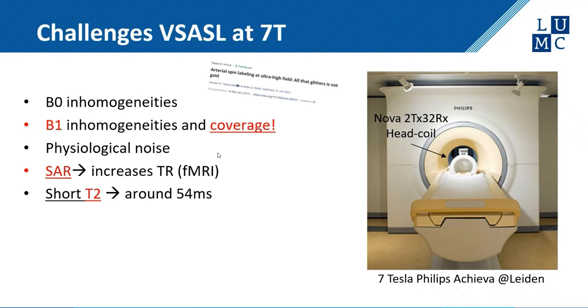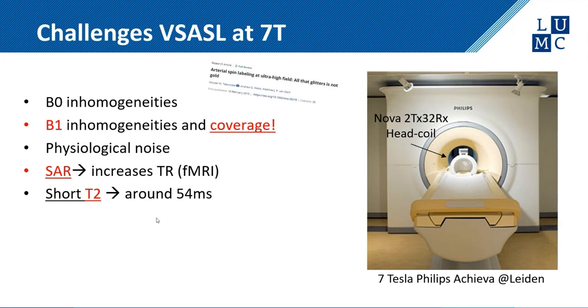And besides that, we also have a problem with B1 coverage, because we are using the two-channel transmit head coil of Nova. There's almost no B1 coverage in the neck region, where pCASL is normally labeling. Also, physiological noise almost goes with the square of the field strength, so becomes also a big problem for ASL. And also the SAR. So with higher field strength, SAR goes almost with the square and then flattens out a bit. But that will become a problem when I want to do fMRI, because TR will explode.